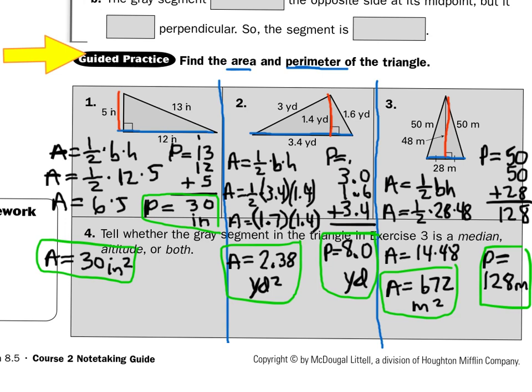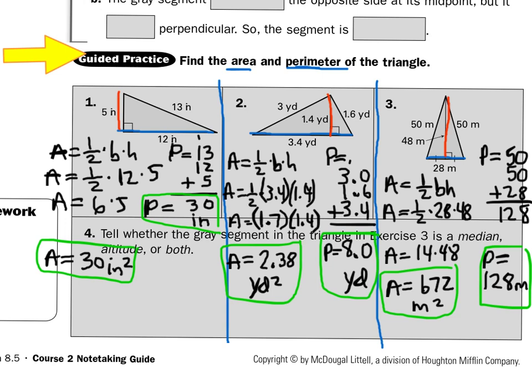Take a look at number 3. The area is 1/2 times the base times the height. So make your base blue and your height red. And so that's 1/2 times 28, the base, times 48, the height. And so half of 28 is 14. Bring down the 48, and then you have to do 14 times 48, and that would give you 672 meters to the second power. Don't forget to label.